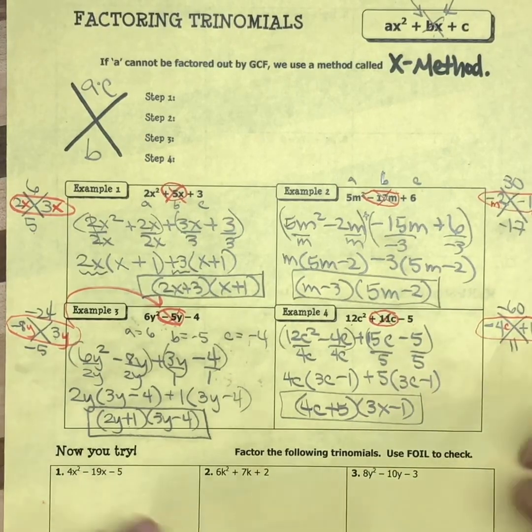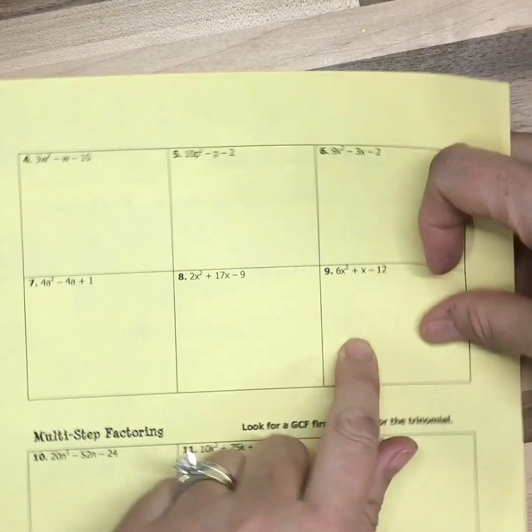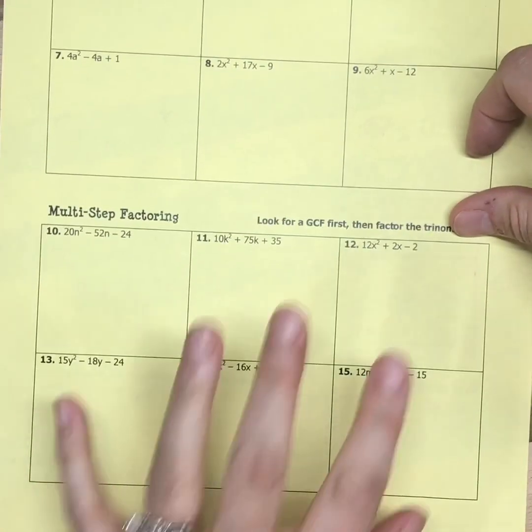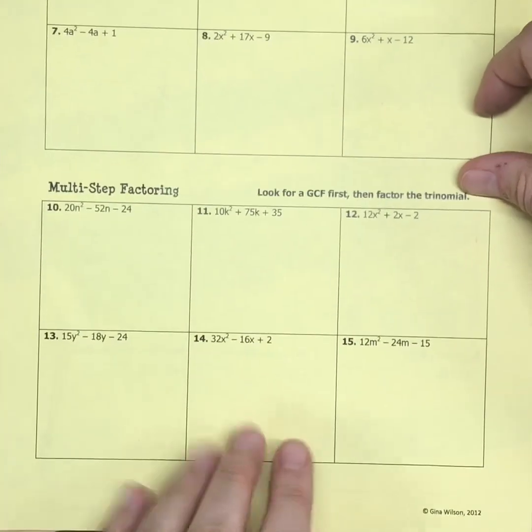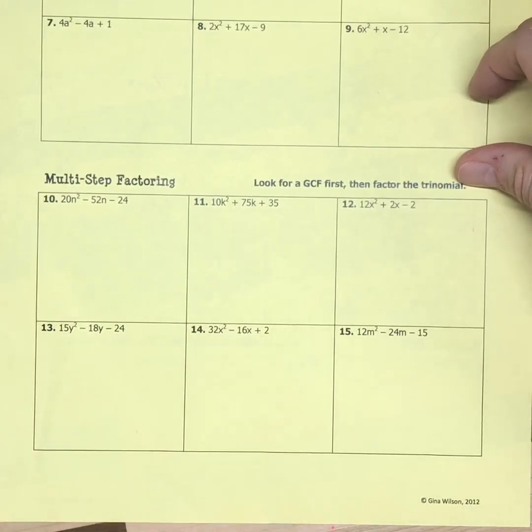So pause this video and then try these on your own through number 9. I will then talk about the multi-step where you have to look for a GCF first and then do the X.